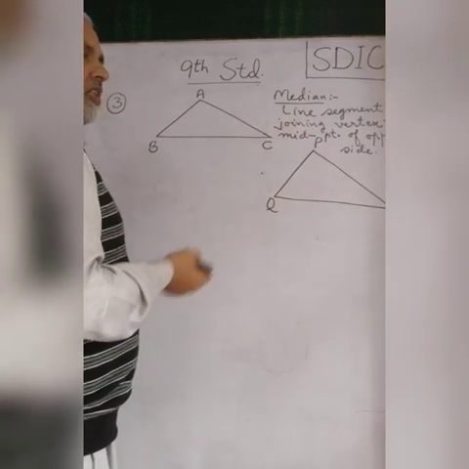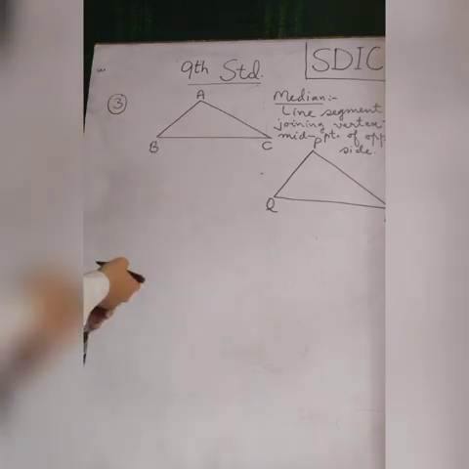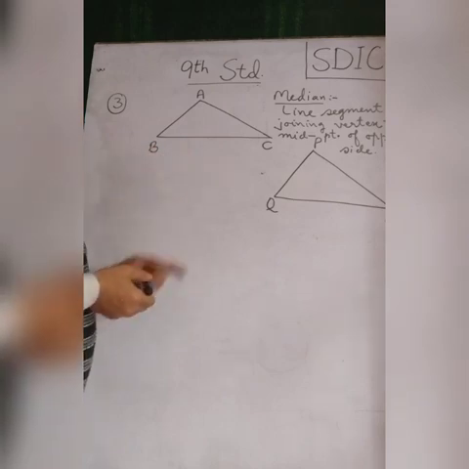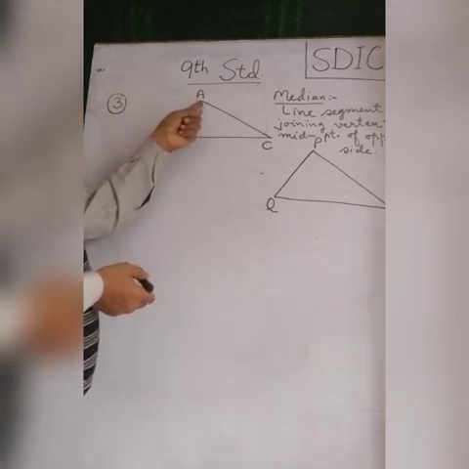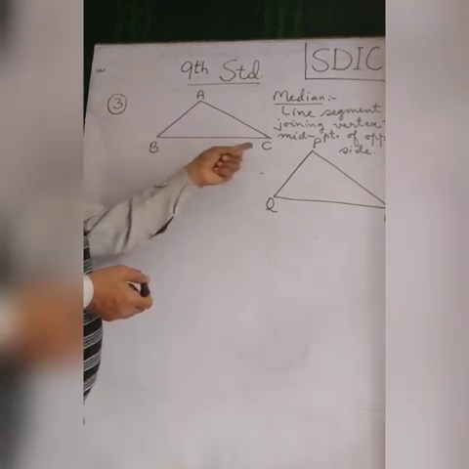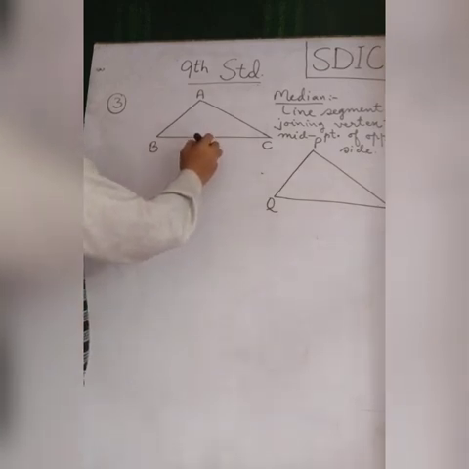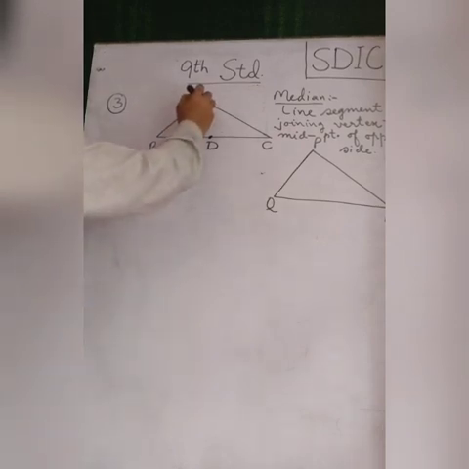The name of the median in the first triangle is AD. Out of the alphabets A and D which are involved, A is the vertex. So therefore it will join A, the vertex, to the midpoint of opposite side. Opposite side is BC. D will be the midpoint of the opposite side BC, you have to mark the midpoint of BC as D. Then join A to D. AD will be the median.